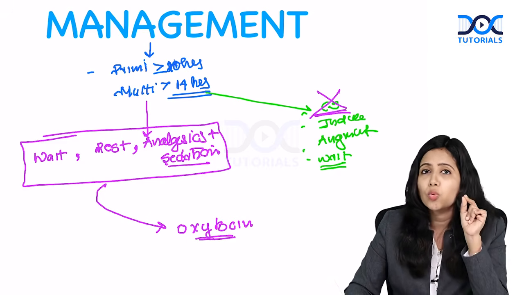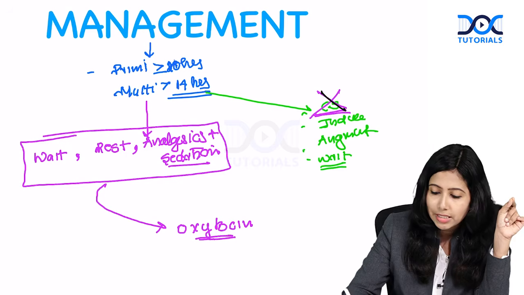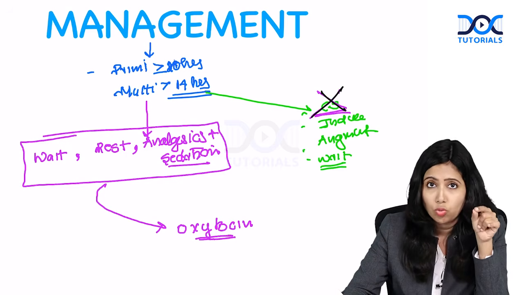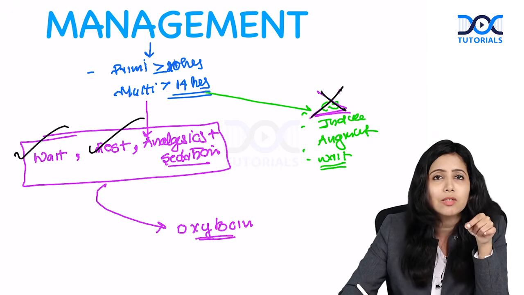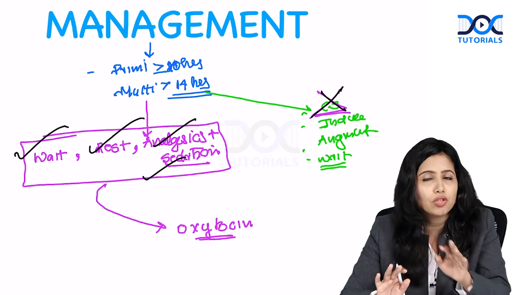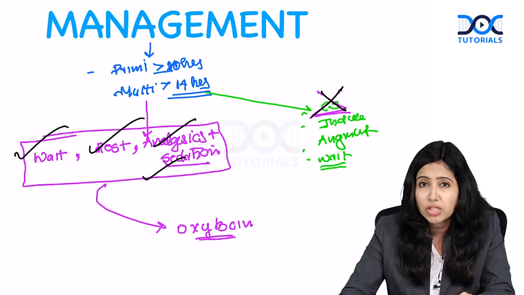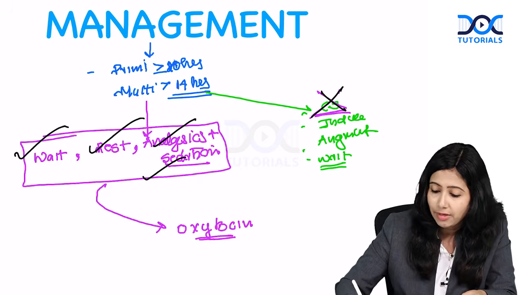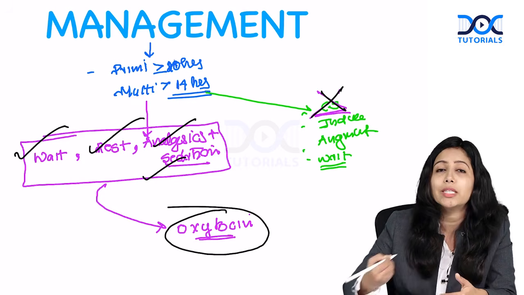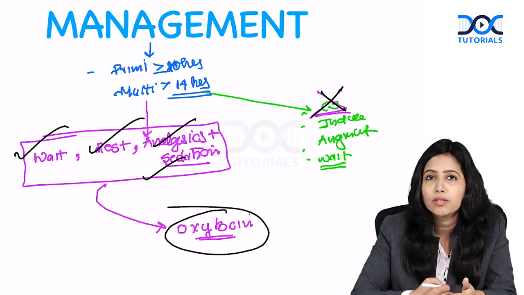So if I ask you which is never done, cesarean is never done. So the best management would be to just wait, give her rest, give her analgesic, give her sedation and just wait. Suppose she is not relieved by that, she is still having pain, then as a final resort, you would augment the labor with oxytocin.